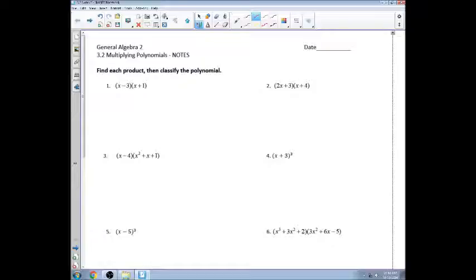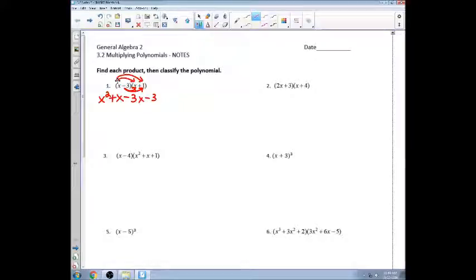In some cases, we're going to have 3 sets of parentheses. We just need to know we need to multiply everything by everything. So in order to make sure I take care of this, I'm going to draw arrows. For problem number 1, I'm going to draw an arrow from the x to the x. X times x would get me x squared. Then I'm going to draw an arrow from the x to the 1. Keep the signs, make sure we know what our signs are. So x times positive 1 would be positive x. Then it would be negative 3 times x, so negative 3x. And then negative 3 times 1 would get me negative 3.